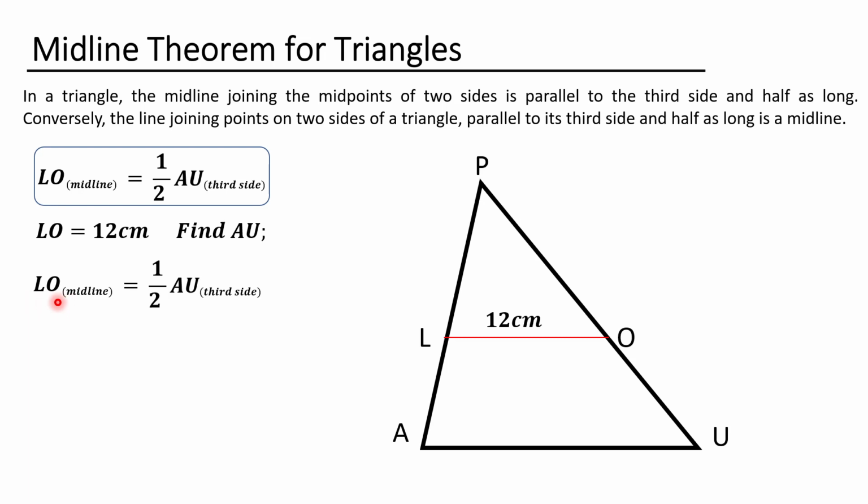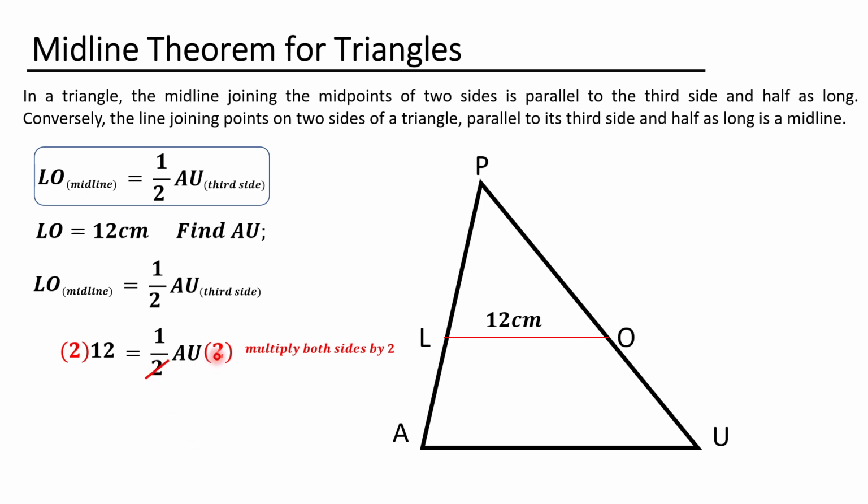So which means, our LO is equal to 12 cm. So we substitute, then that is equal to 1/2 of AO. Okay? So, what will we do next? We will now solve for the third side, or the AO. So, we multiply both sides by 2. Why multiply both sides by 2? Because we need to remove this 2.